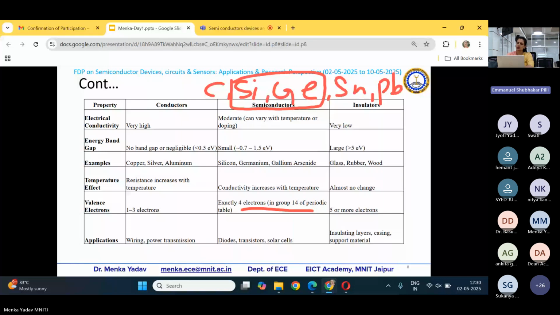So insulators will mostly have 8 electrons in the outermost shell. Then what are the applications? So basically, conductors will be used in wiring, connections, power transmission, and all these things. These are also used for shielding purposes, insulation, or like you can say the chambers.